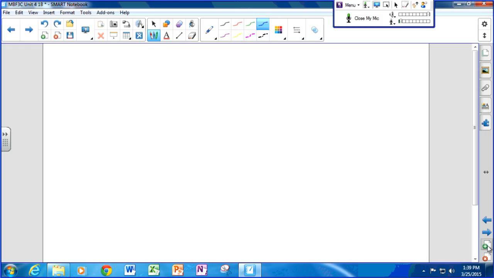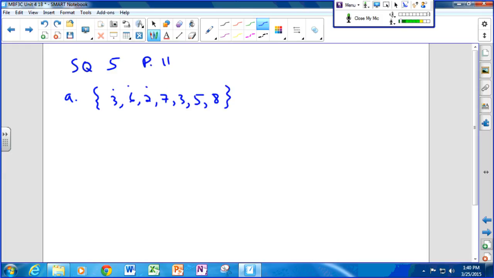All right, so this is support question 5. That's on page 11. And the first one's going to be maybe a little easier for us. Calculate the variance. So this is A. It's a little shorter. It's 3, 6, 2, 7, 3, 5, and 8. I think that's got it. 1, 2, 3, 4, 5, 6, 7. Yep, so there's 7 items.